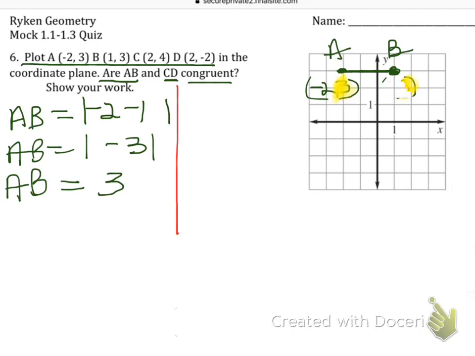So now, what is the absolute value of 4 plus 2? That's the absolute value of 6. I can drop the absolute value sign, and my length is 6. So when I compare the length of CD, which is 6, with the length of AB, which is 3, I know that they are not equal, and therefore they are not congruent.